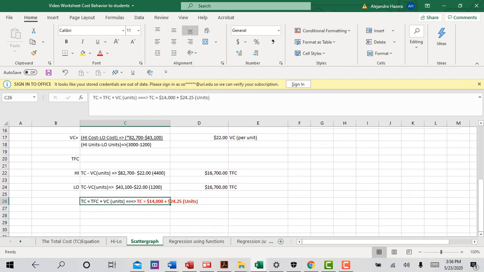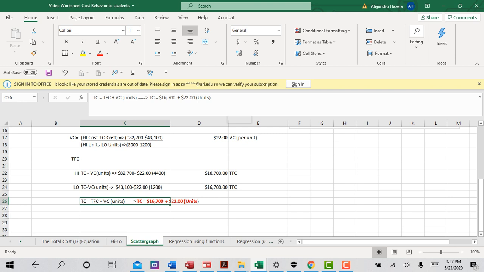Okay, so your new answer is this: if I asked you, using a scatter graph and pulling out the one outlier, what would your new cost function be? Your new cost function would be 16,700 plus $22 times the number of units you produce. Okay, so that's your new function right there.